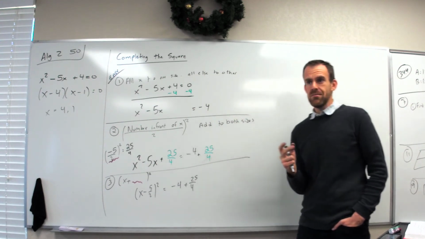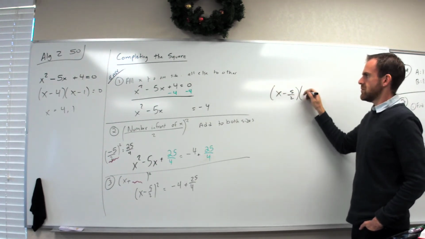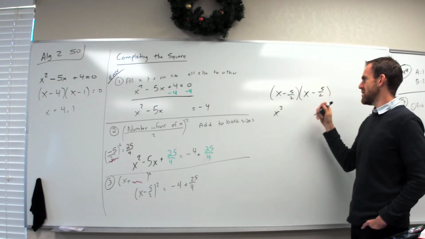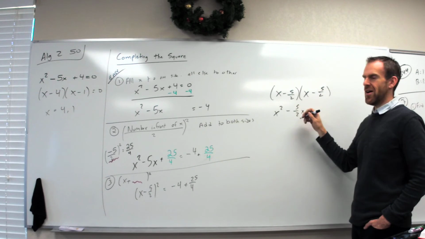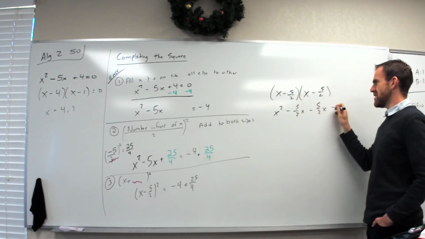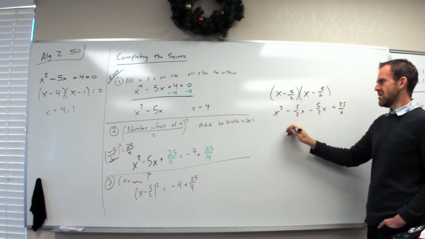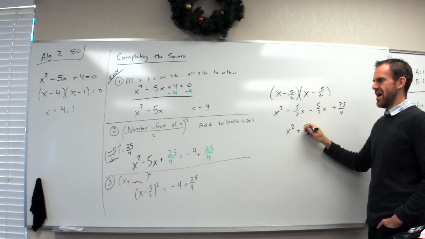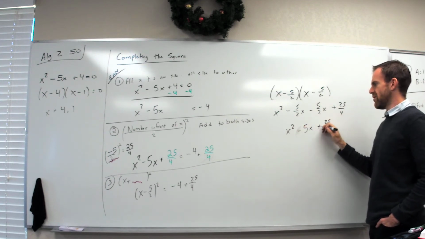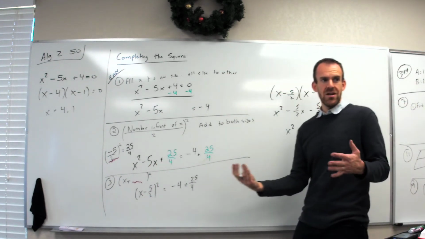Now, if you don't believe me, that's fine. You can simply multiply it out yourself. x times x is x squared. x times negative 5/2 is negative 5/2 x. Negative 5/2 times x is negative 5/2 x. Negative 5/2 times negative 5/2 is 25/4. So you have x squared minus 5x plus 25 over 4. This is that. They're one and the same.